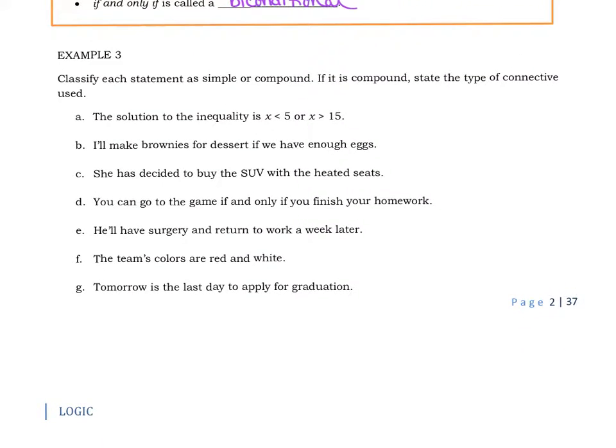So for part A, the solution to the inequality is x is less than 5 or x is greater than 15. Right away, we see that word or in there. That is a clue that this is compound. We've got two ideas: x is smaller than 5 or x is bigger than 15. And that word or tells us that this is a disjunction. I'm going to do some abbreviating. You can do whatever you want in your notes.